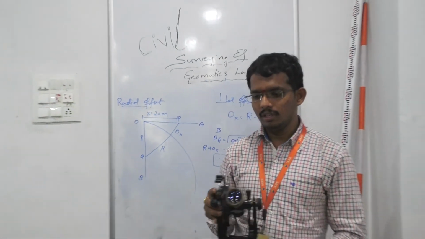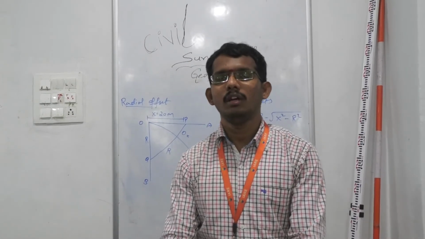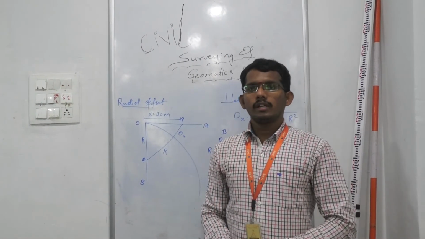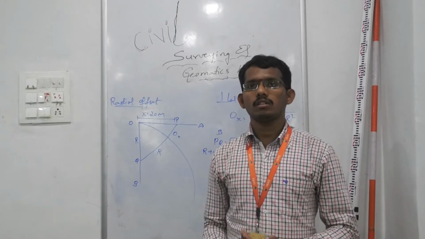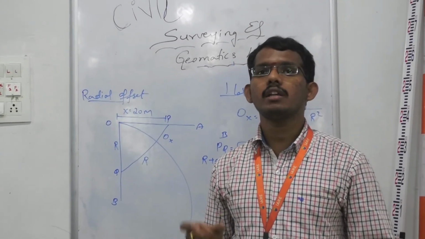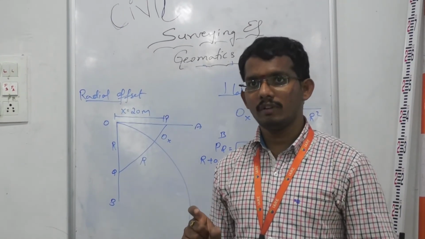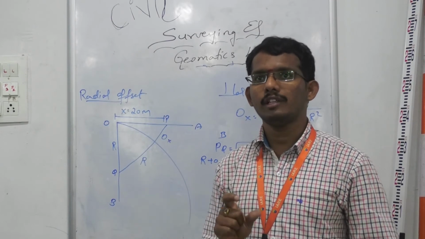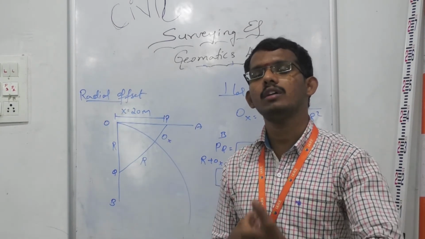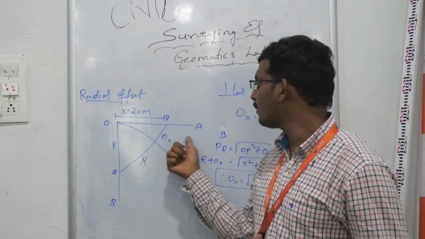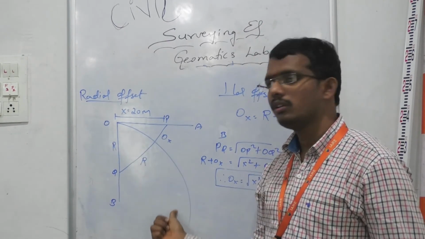So this is one of the experiments, and the result of the experiment is that we have to trace out the interval of OX, that is the radial offset interval, for every 20 meter, 40 meter, 60 meter up to the length of the stretch. Here we have some obstacle, so we are deleting the curve here.